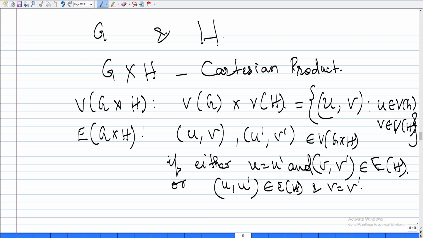So, now with this condition, suppose I know the spectrum of G and the spectrum of H, what can I say about the spectrum of this product graph?